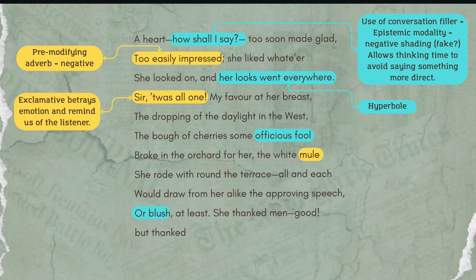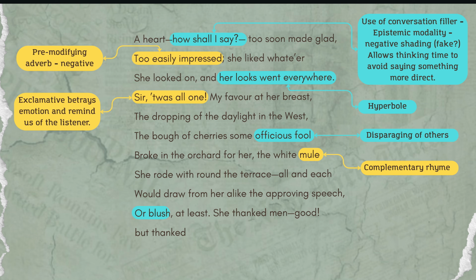So you think it was all one, my favourite at breast, the drop of the daylight in the west, the bough of cherry, some officious fool. So he's very disparaging of other people who might be around the Duchess. Maybe he was jealous. Maybe this officious fool was a handsome young man and he was jealous of him. We don't know. Then we have this complementary rhyme of fool and mule to kind of add to the disparagement of this person.